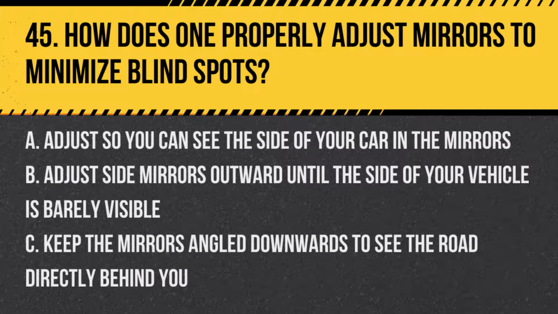A. Adjust so you can see the side of your car in the mirrors. B. Adjust side mirrors outward until the side of your vehicle is barely visible. C. Keep the mirrors angled downwards to see the road directly behind you.